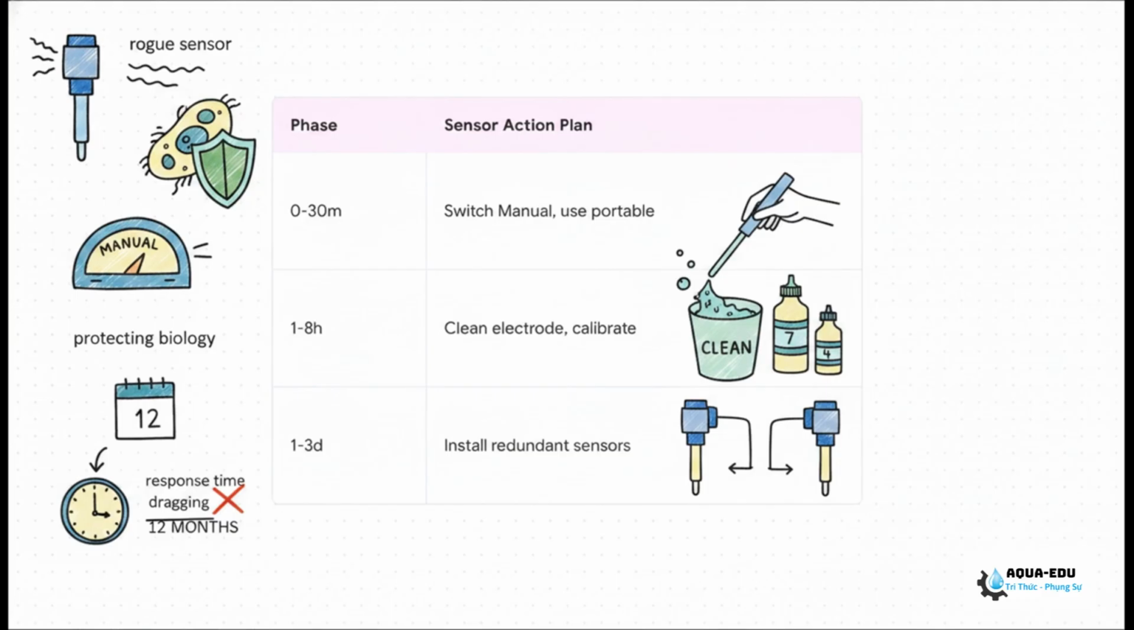Over the next 1 to 8 hours, go pull the electrode. Give it a good clean with dilute HCl for inorganic scale or pepsin for organic fouling, and then run a standard 2-point calibration. Long term? Well, if that electrode is over 12 months old, or if its response time is dragging past 60 seconds, toss it and replace it. And hey, if this happens a lot, definitely consider installing redundant sensors.